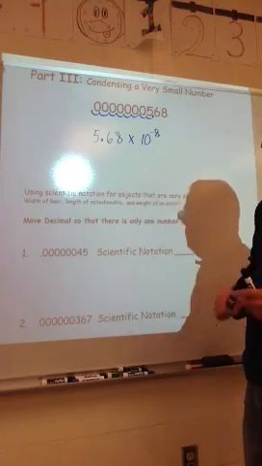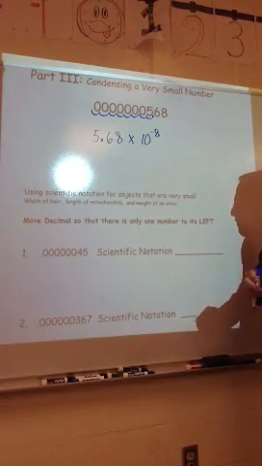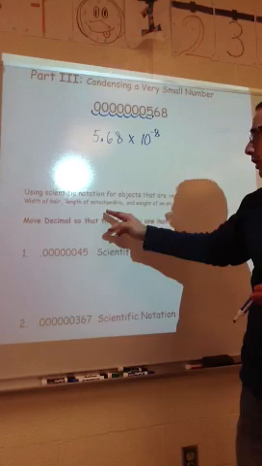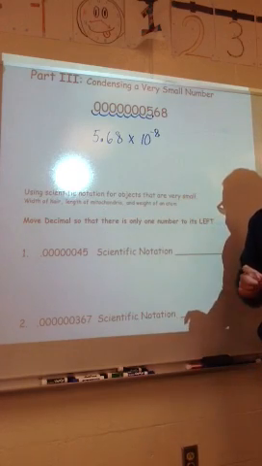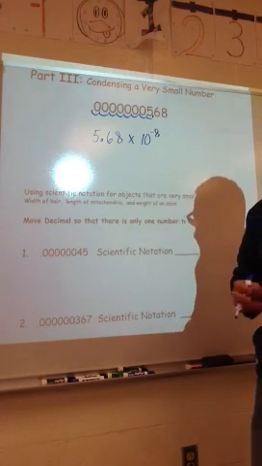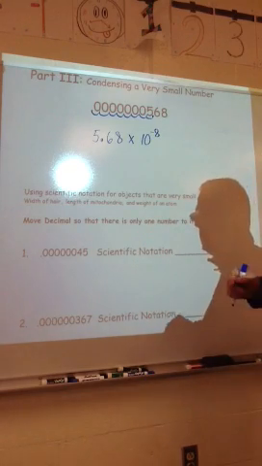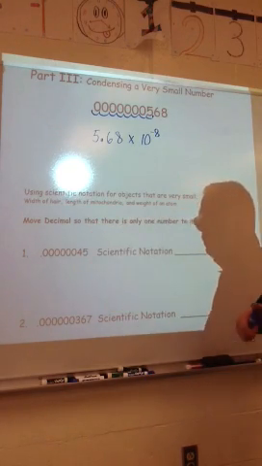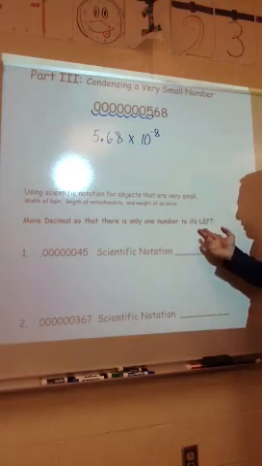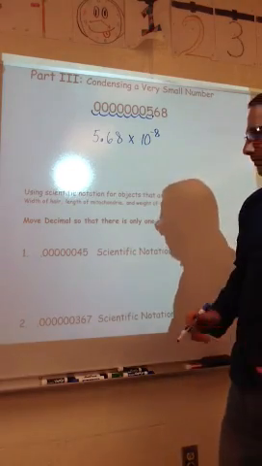Okay? So, we use scientific notation for objects that are very small, for example, like the width of a hair, the length of a mitochondria inside a cell, and possibly the weight of an atom, or an electron or a neutron, things like that. So what you're going to do is move the decimal so that there's only one number to the left. So let's take a look at these two examples, okay?